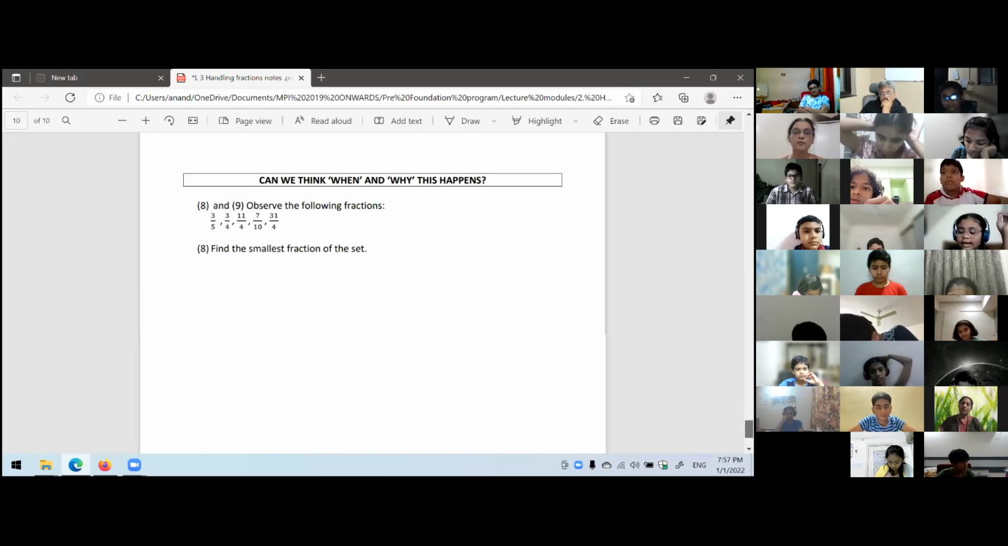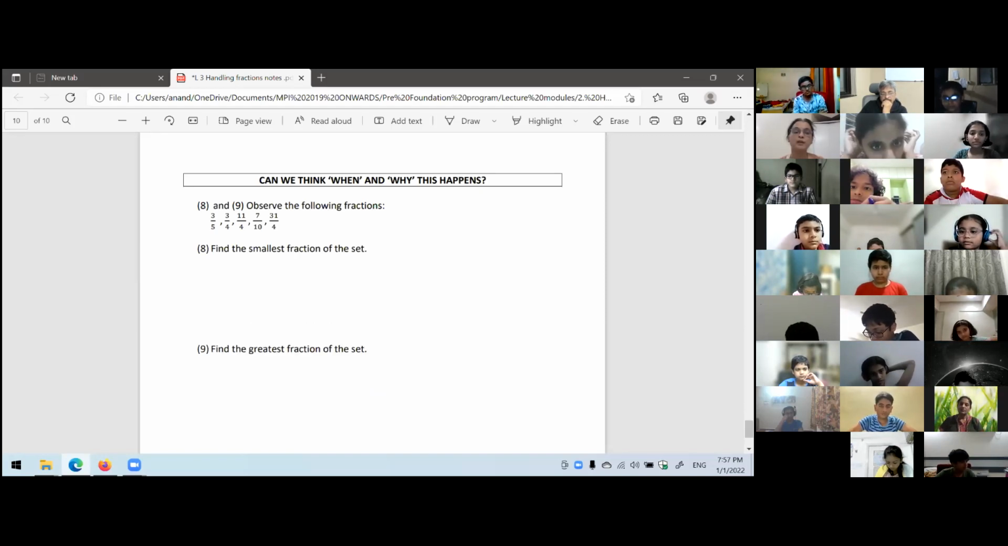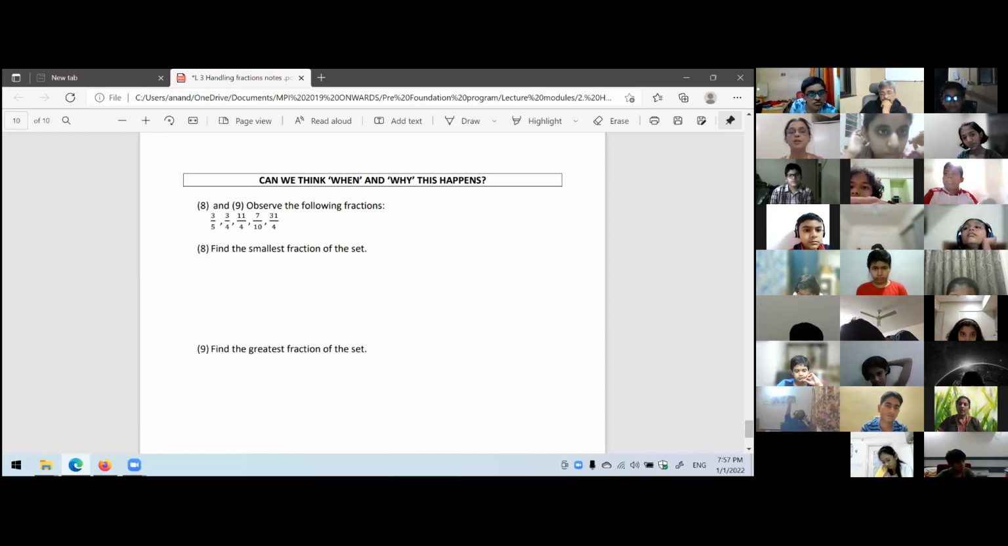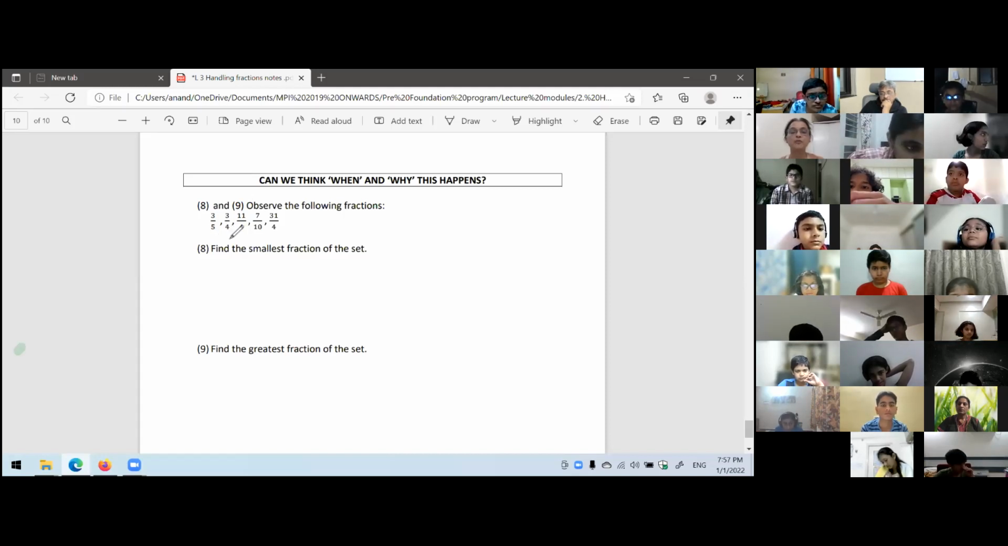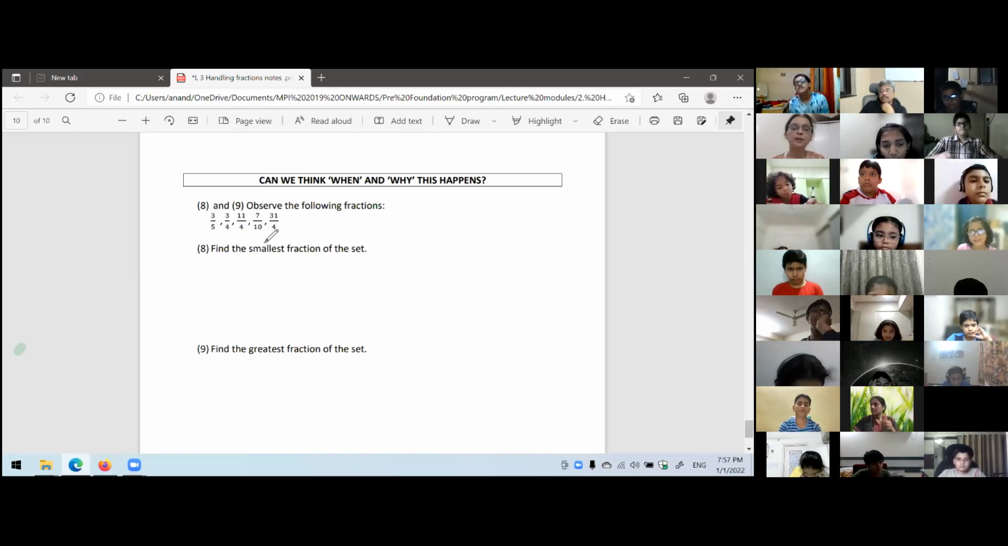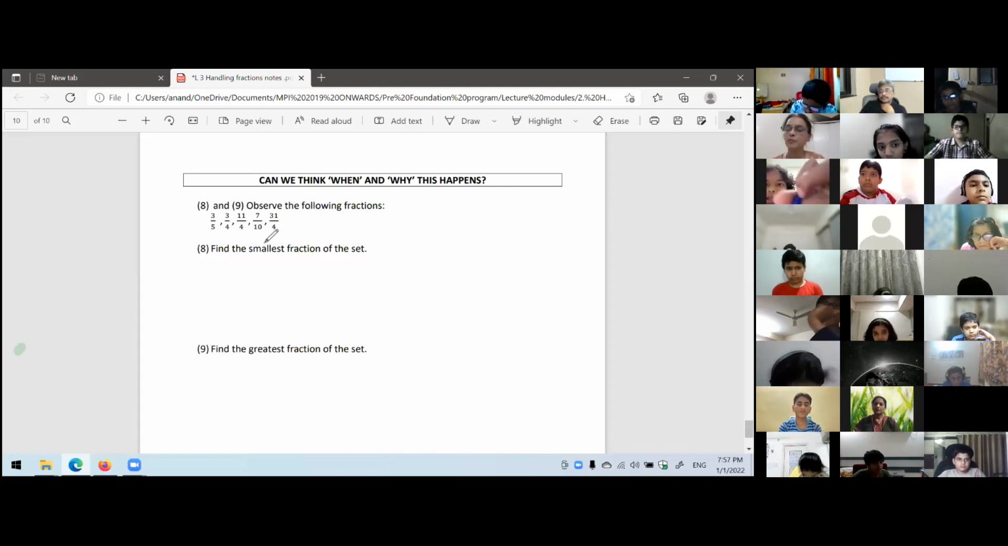Then look at these fractions. Find the smallest fraction and find the greatest fraction of the set. I want to find the smallest fraction and I want to find the greatest fraction. Now, for all such questions, you need a very careful observation and a mix match of all the methods that we have done: less than half, greater than half, a difference in numerator, denominator, common numerator, common denominator, all things applied together, and we come to the answer.